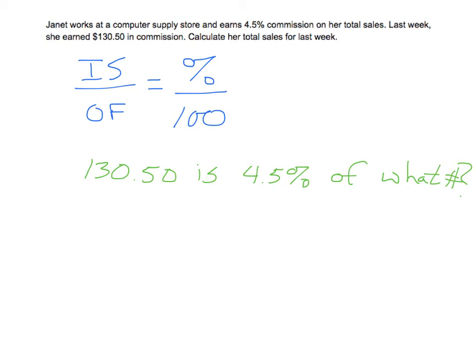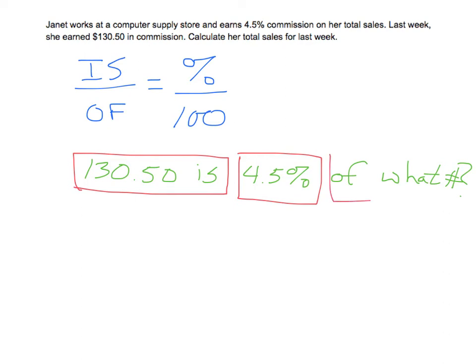So right away, this number is only by the word is. So right away, 130.50 goes for the is. The 4.5 automatically is the percent because it has a percent. And your of is your mystery number, so that's going to be the variable. So now we write this as a proportion.